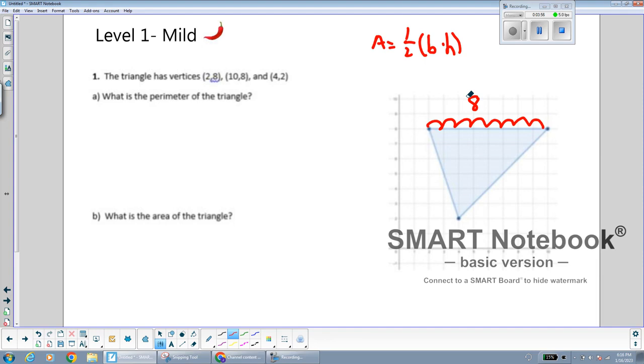But the height is not so clear. The side of the triangle is not the height. This is not a right triangle. You can think of height as the altitude, and that's a perpendicular line through the opposite vertex. So the opposite vertex to the base would be here. A perpendicular line straight down would be right here. So this would actually be the altitude or the height of the triangle, from the very top to the very bottom of the triangle. And that would be 1, 2, 3, 4, 5, 6 units long, the height.